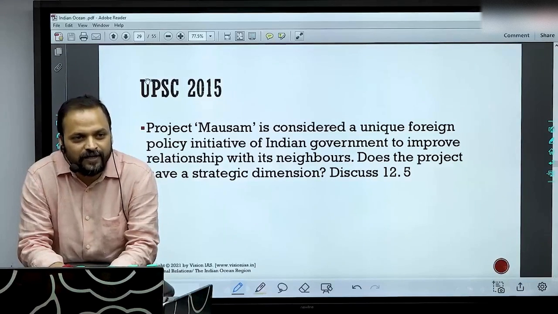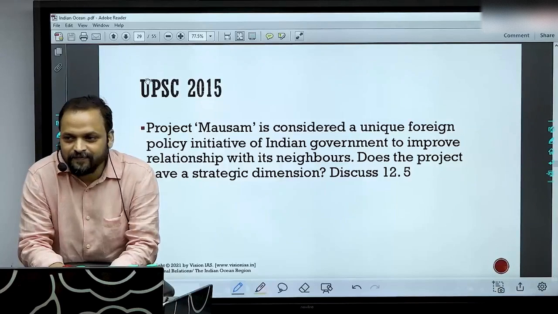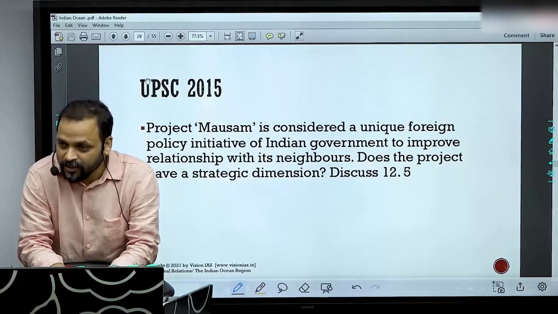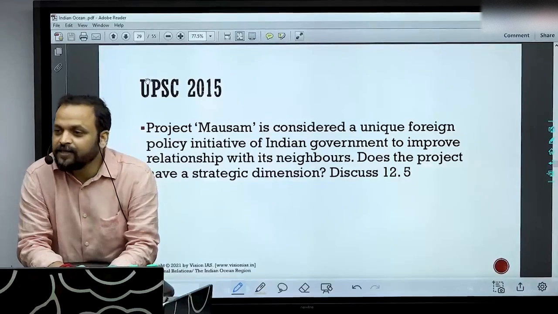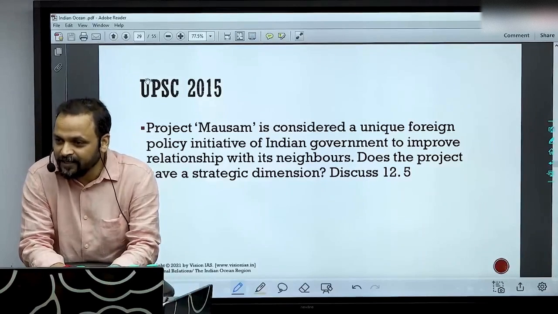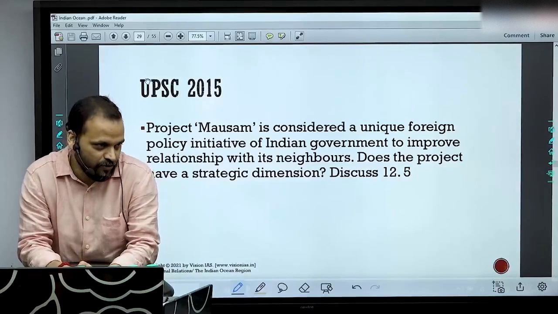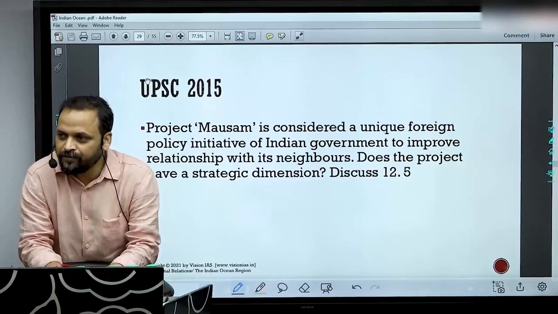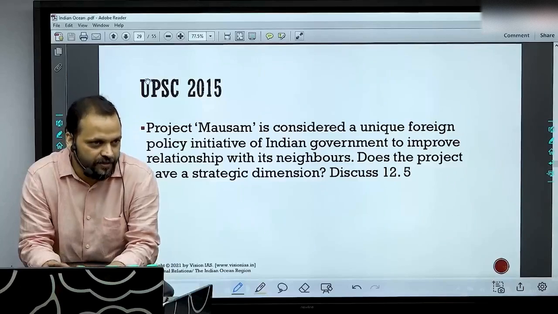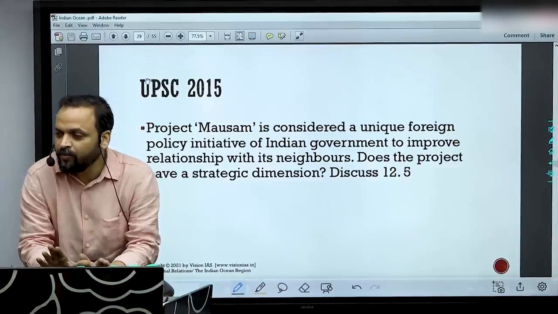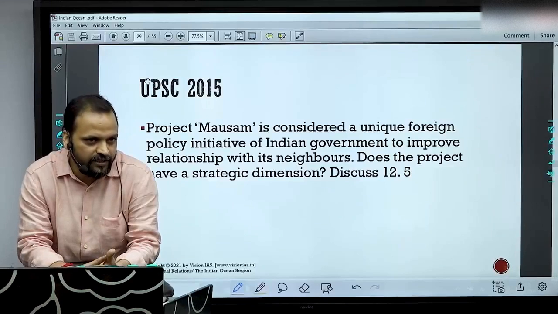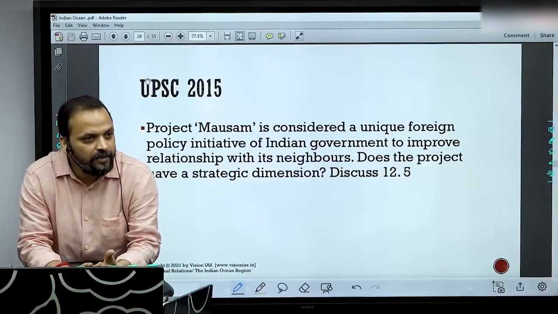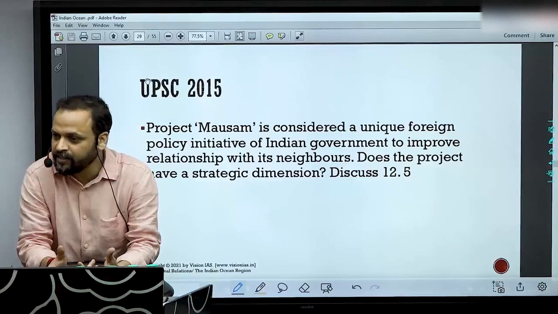Promoting soft power of India. Promoting connectivity. Researching the historicity of connectivity in the Indian Ocean region, maritime routes in the Indian Ocean region. But ultimately, Project Mosam is for promoting historical research. Historical research on multiple aspects of engagements in the Indian Ocean region. Cultural, commercial, religious engagements as it existed.